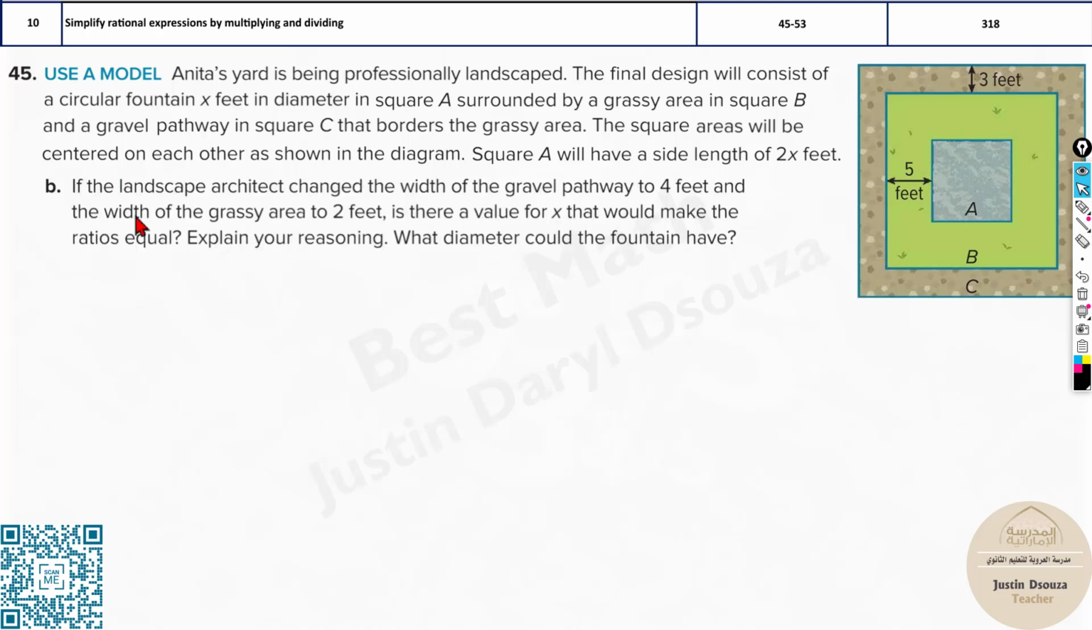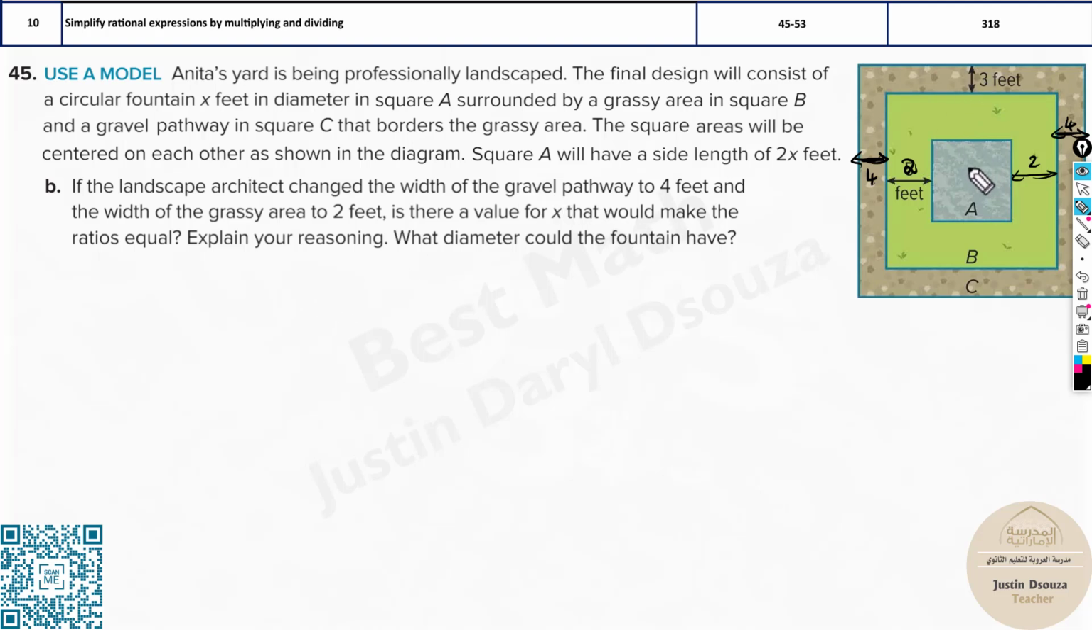Now let's see, if the landscape architect changed the width of the gravel pathway to 4 feet, the gravel is the outer one, I'll just write it out over here. This is 4 feet, they've added it. And then the width of the grassy area is 2 feet. So this one, instead of 5, became 2 now. These values are not to scale. This diagram is not to scale. Is there a value of x that would make the ratios equal?